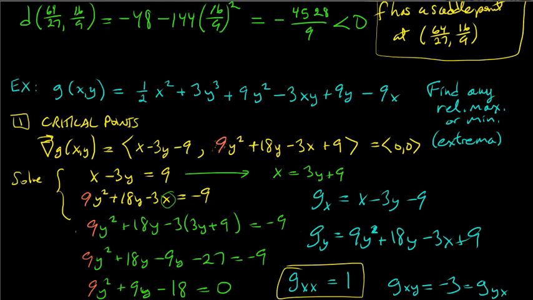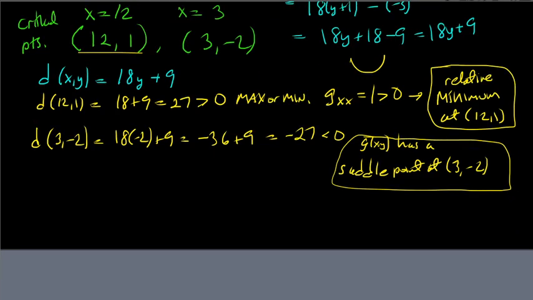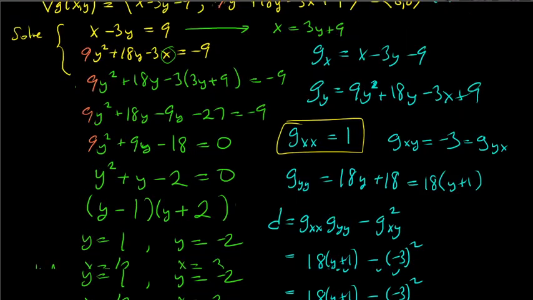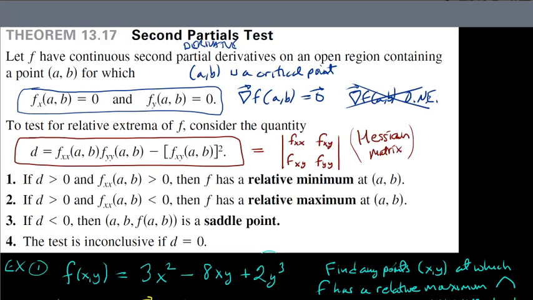Right, so that's the procedure, and the ones in the book should not be that much more difficult than these, but that's the basic idea here. Find the critical points, and then use the second partial derivative test to figure out whether you have a minimum, maximum, or saddle point.